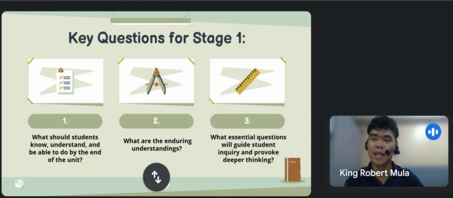For example, in a photosynthesis unit, the desired results might be that students should understand the process of photosynthesis and its role in the ecosystem, and grasp how energy flows through living systems. Instead of cramming as much information as possible into this unit, backward design forces us to focus on depth of understanding over breadth of content. This stage helps prevent the common mistake of some teachers of teaching everything but learning little.